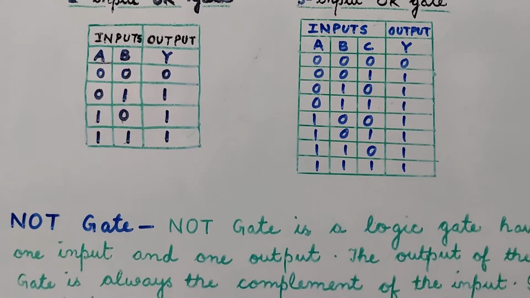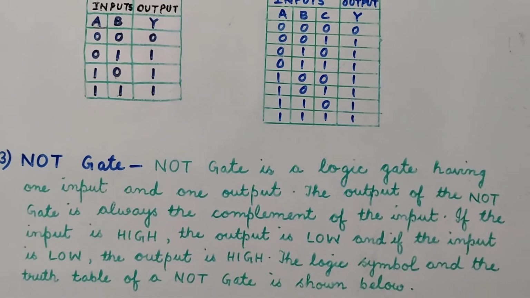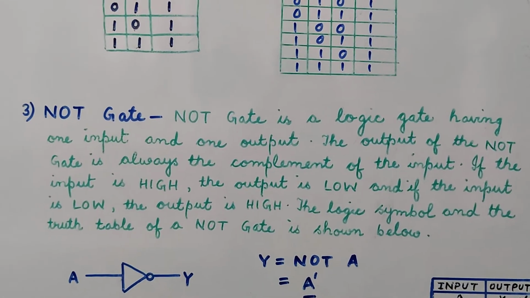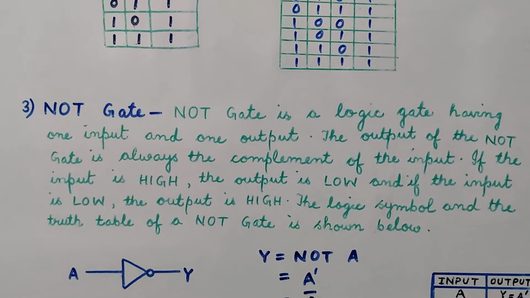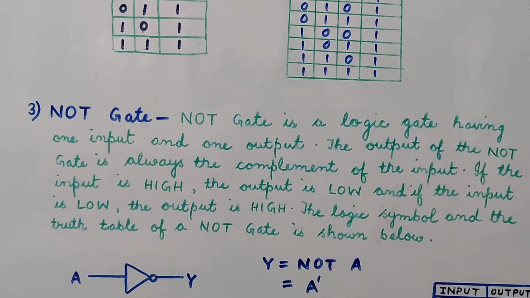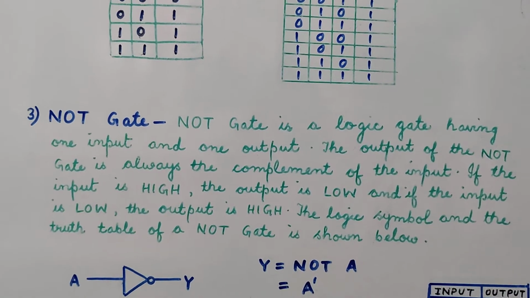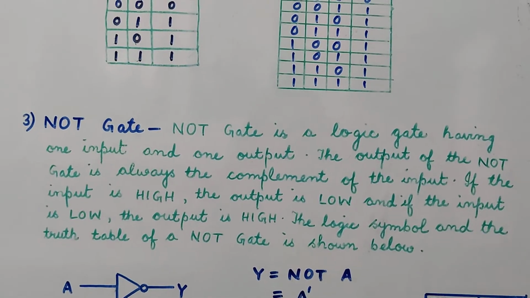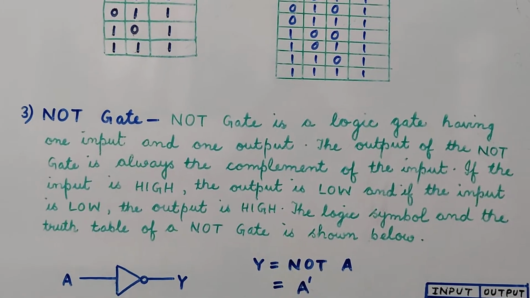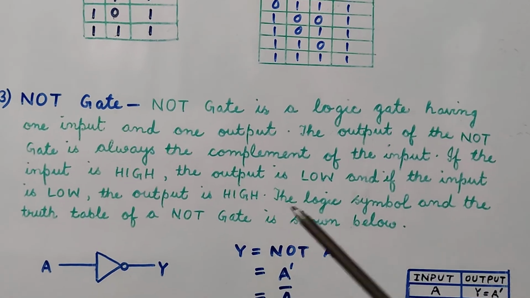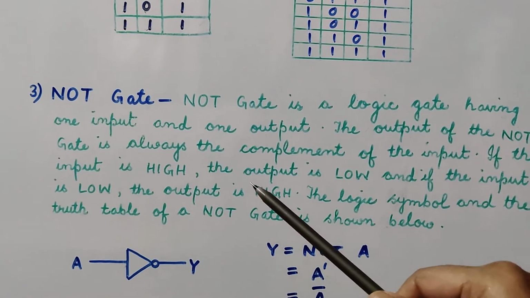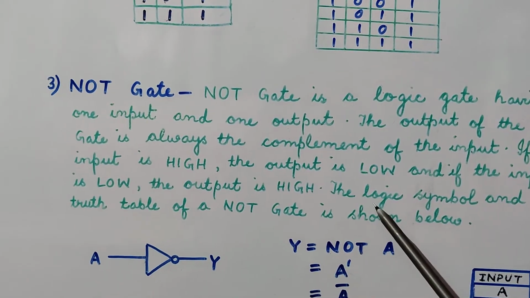Now let us consider the third type of logic gate, which is the NOT gate. The NOT gate is a logic gate having one input and one output. Only the NOT gate is a logic gate which has one input and one output. And the output of the NOT gate is always the complement of the input. That is, if the input is high, then the value of the output will be low, and if the value of the input is low, then the output will be high.